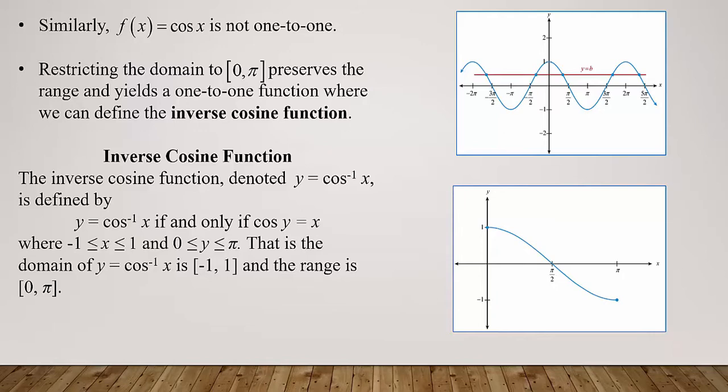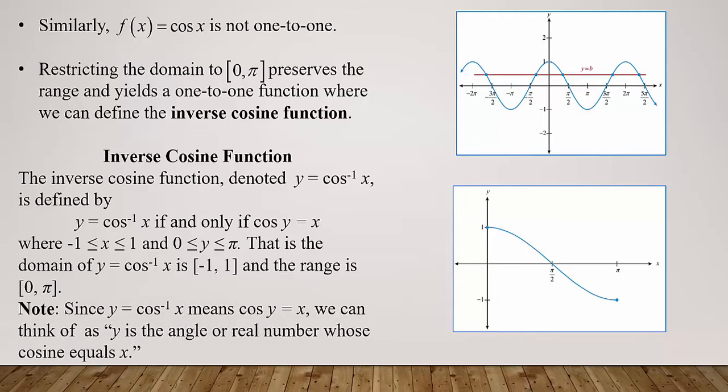In other words, the domain of inverse cosine is -1 to 1, and the range is 0 to pi. Quick note, since y equals inverse cosine x means cosine y equals x, I've thought of this as being, y is the angle or real number whose cosine equals x.